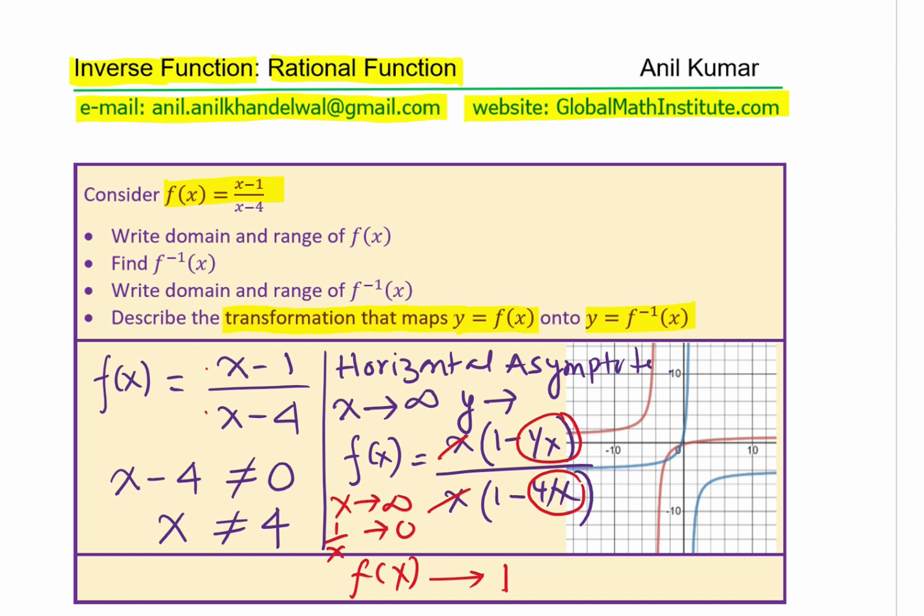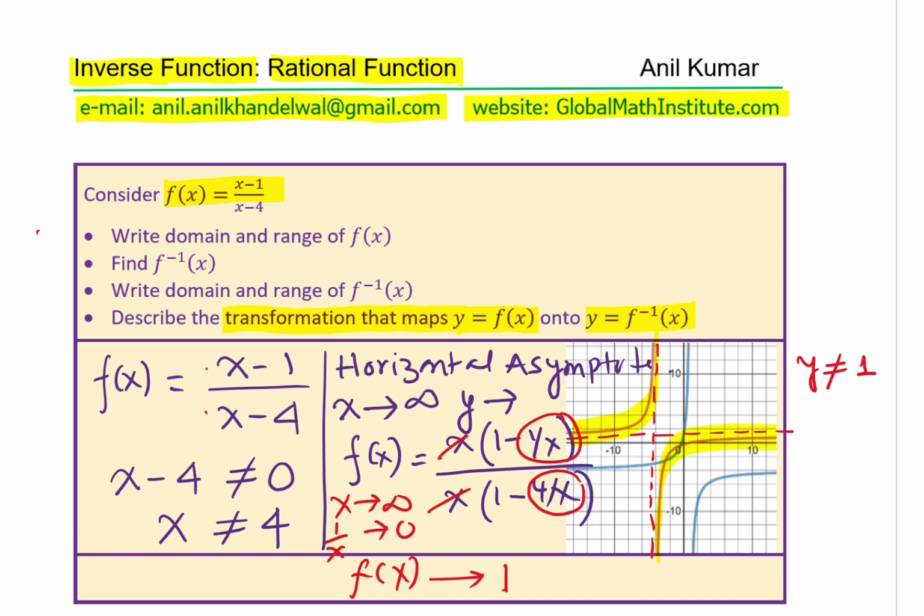I've actually sketched this particular graph here. The graph in red indicates the function which we are talking about. Now here you can see that at x equals 4, we have a vertical asymptote. And at y equals 1, we have a horizontal asymptote. So those are the restrictions. Therefore, y is not equal to 1. Correct? So these are the two restrictions, and they give you domain and range.